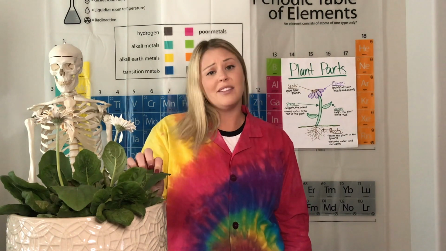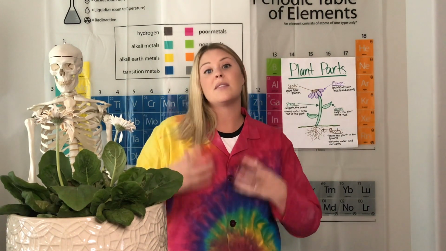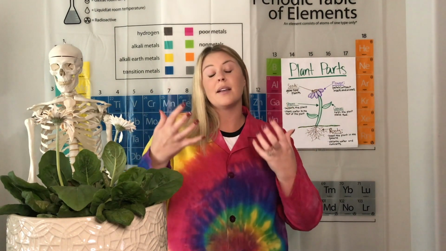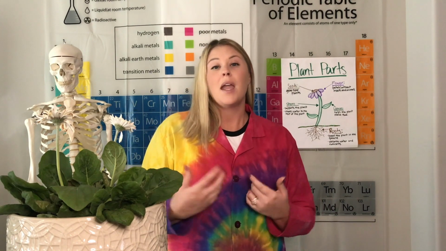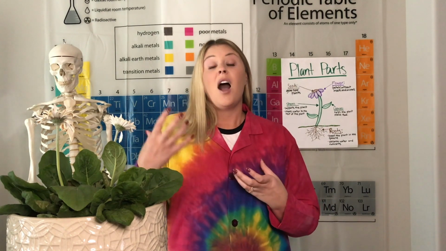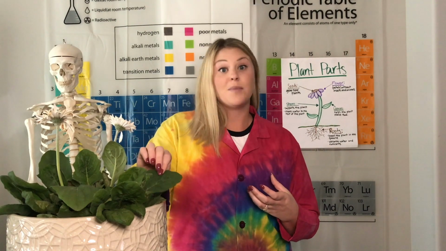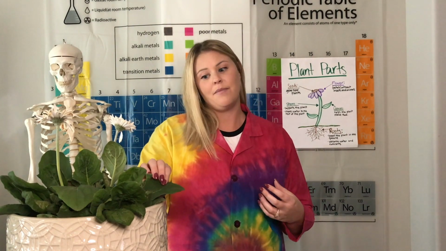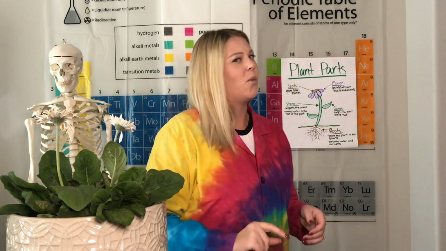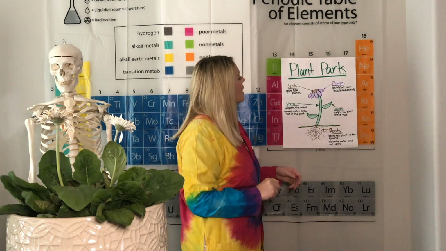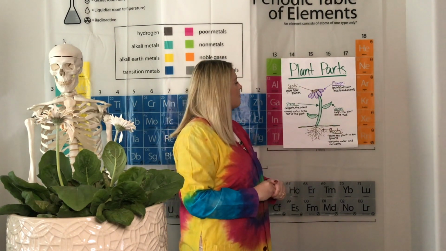The main job of a leaf is to absorb sunlight. So we bring the energy from the sun into the plant. And it's also to absorb carbon dioxide, which comes from the air around us. We'll get to that way later, okay? So leaves are going to help the plant make food.